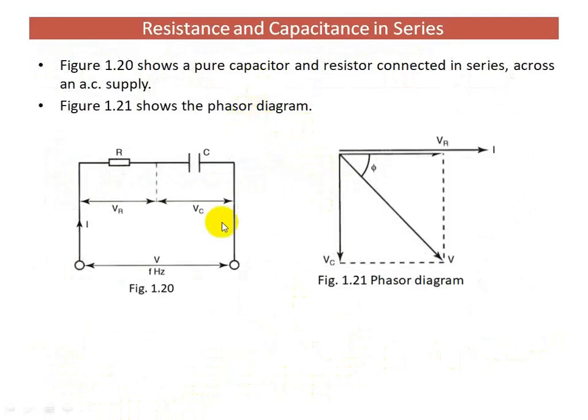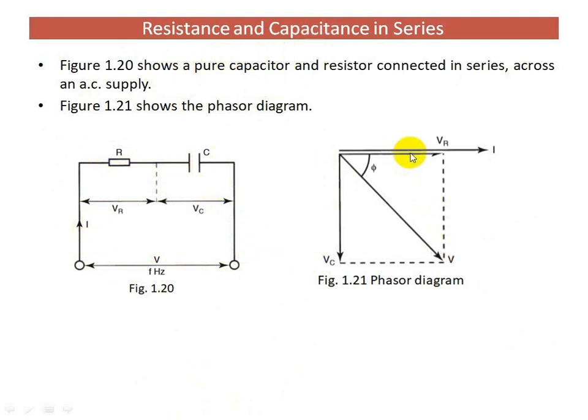Next, capacitance and resistance in series. So let us consider the circuit. Resistance and capacitance are connected in series across the supply. Supply voltage is V, f is the frequency, I is the current flowing in the circuit, VR is the voltage across resistance, Vc is the voltage across the capacitance, and this is the phasor diagram.